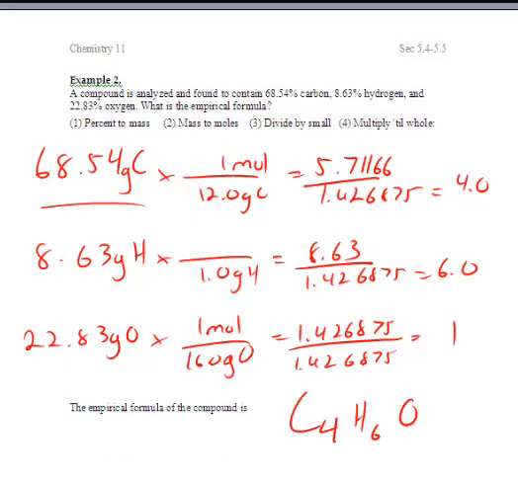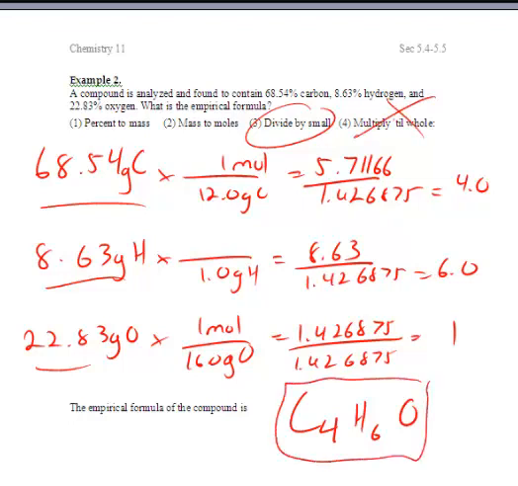We did the same thing. We changed it into the grams of each. We changed them into moles. We divided by the smallest one. But as you could see there, we didn't need to go any further because what we got was 4.0, 6.0, and 1. They're all whole numbers, and it's the lowest ratio between them. So we don't even have to do that last step. So here is our empirical formula: the simplest ratio between the elements.